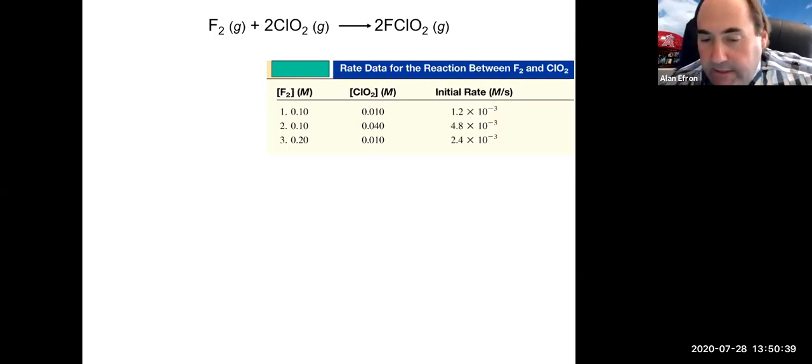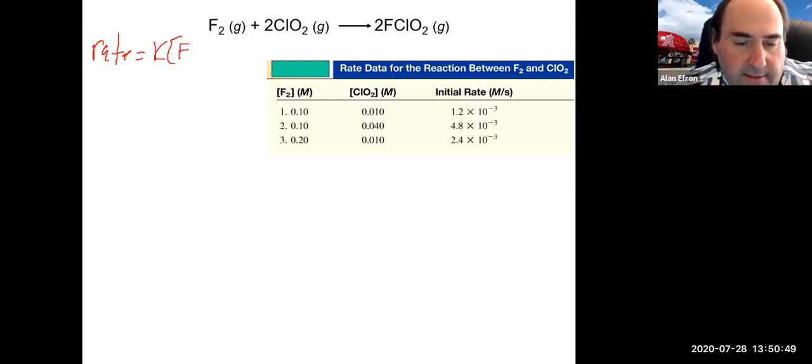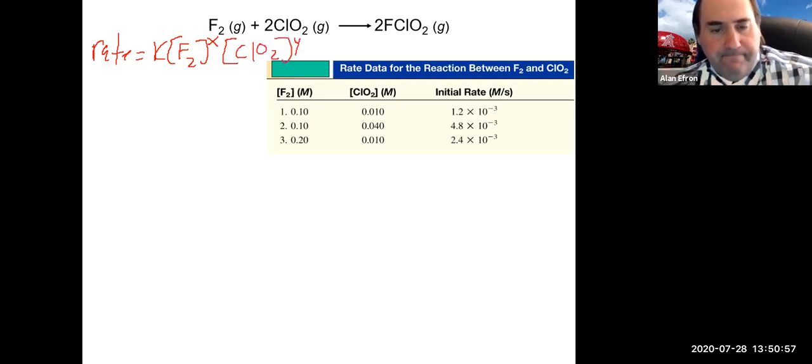So again, when we do this, we could try to solve this mathematically. We could write our generic rate law for this. And again, it would be the rate is equal to K times the concentration of F2, and I'm going to call it to the X, times the concentration of ClO2 to the Y.